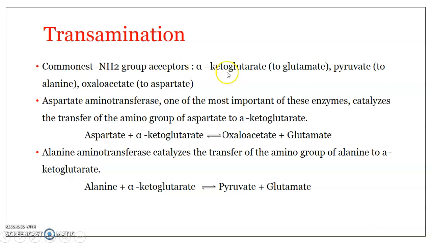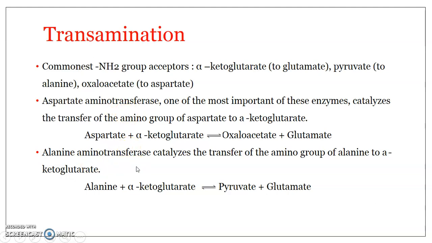Transfer of the amino group to these acceptors results in the formation of the amino acids given in the brackets. Here you can see two major examples. The amino group of alanine and aspartic acid may get transferred to alpha ketoglutaric acid. Aspartate is the amino acid and ketoglutarate is the keto acid, the acceptor. So the amino group from aspartic acid gets transferred to alpha ketoglutaric acid, resulting in the formation of oxaloacetic acid, which is a keto acid, and glutamate, the amino acid of ketoglutarate. Here also, alanine gets deaminated to produce pyruvic acid, while alpha ketoglutarate becomes aminated to become glutamate. These two reactions are catalyzed by aspartate aminotransferase and alanine aminotransferase enzymes.